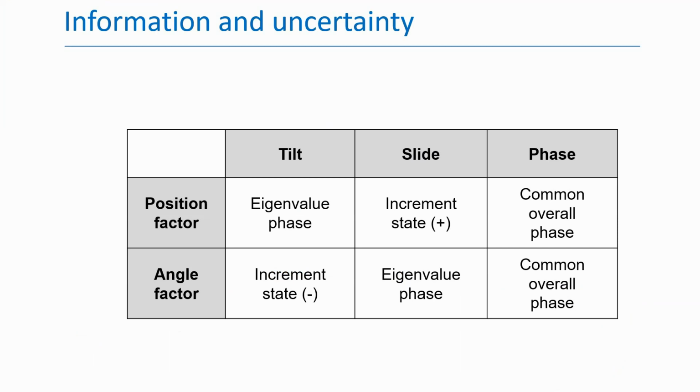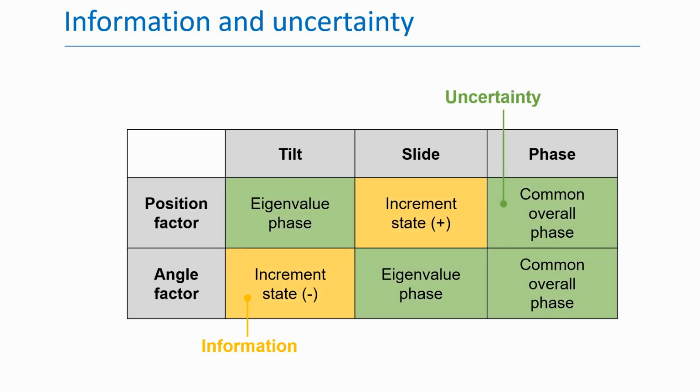We've discussed the 3 basic transformations and how they work on different kinds of factors. Now, let's connect them to the topics of information and uncertainty, which we discussed in the first part of the lecture. We need to identify which transformations are distinguishable and which are indistinguishable. The key rule is that an overall phase change cannot be measured and is an indistinguishable change. Overall phase change includes all of the cells highlighted in green, the common overall phases, and the state-specific eigenvalue phases. These together constitute the uncertainty.